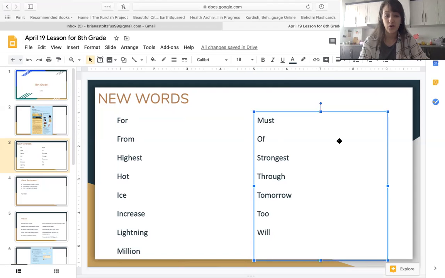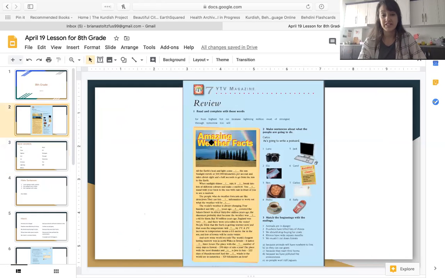If you do not know all of these words, you can also look up in dictionary.com. Try to remember all these new words. Let's do this story together. So I will read.